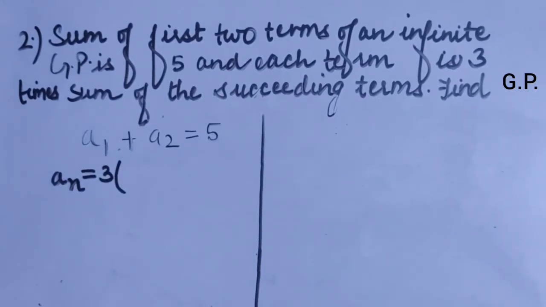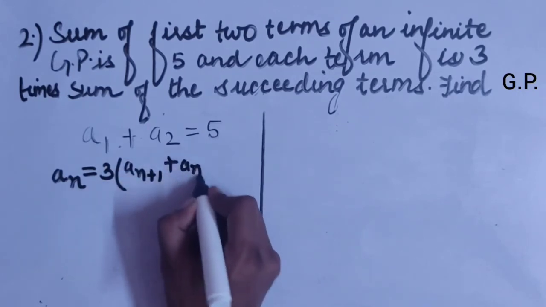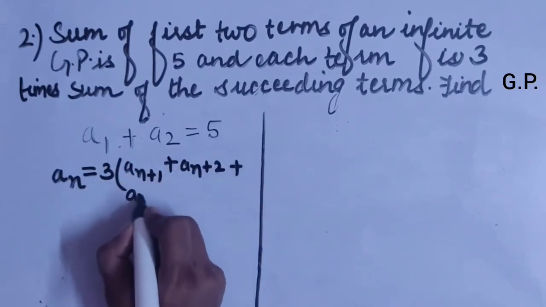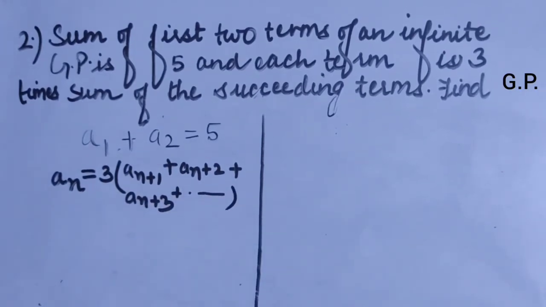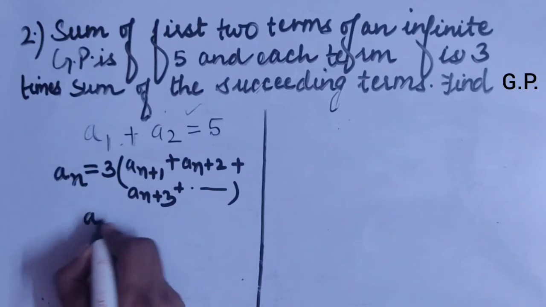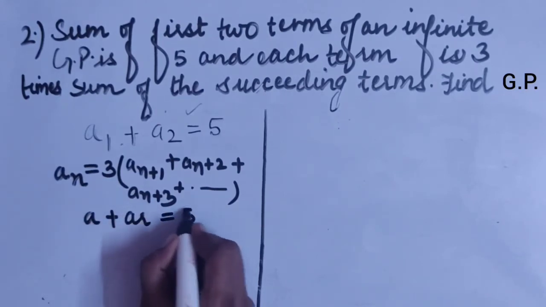Succeeding term means a term that comes after an. So it means an is equal to thrice of an plus 1 plus an plus 2 plus an plus 3 plus and so on. So they are talking about these two equations. Now we will get some important results from these two equations. Suppose I take this equation. As I know, a1 is a. What is a2 in a GP? It is ar. a plus ar is equal to 5.